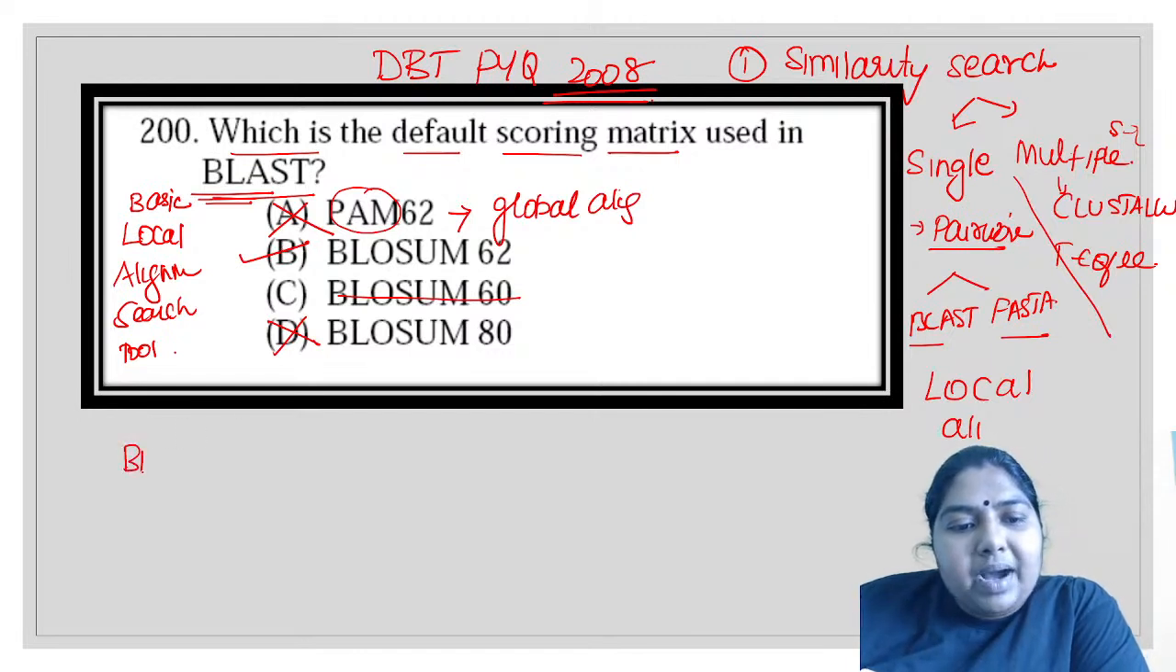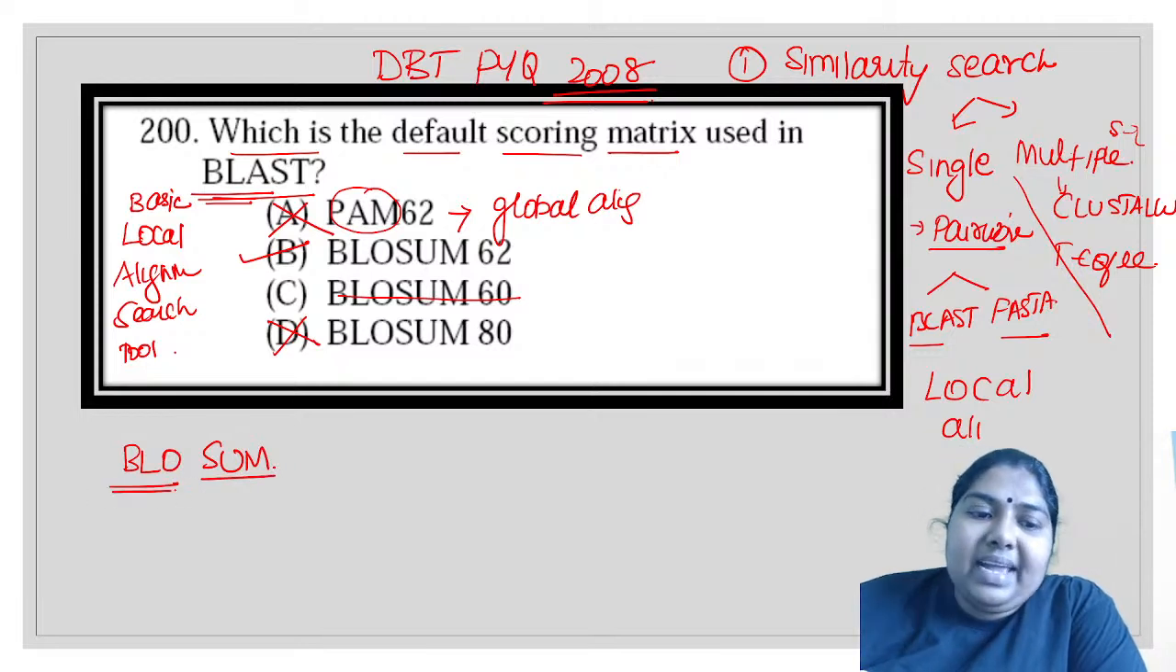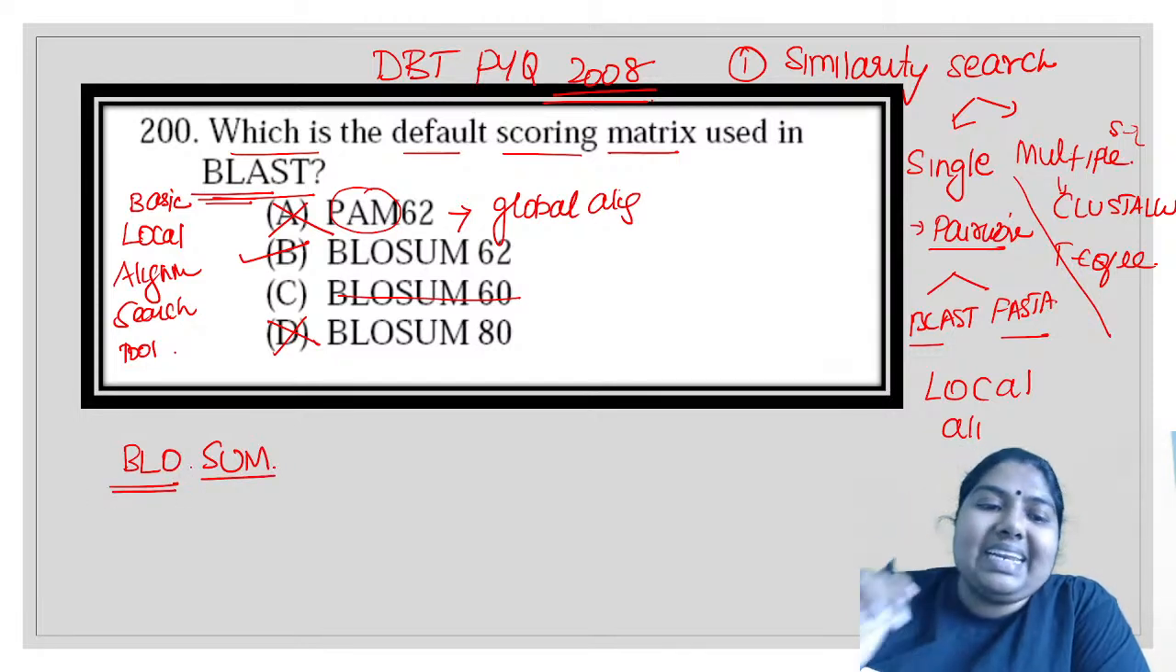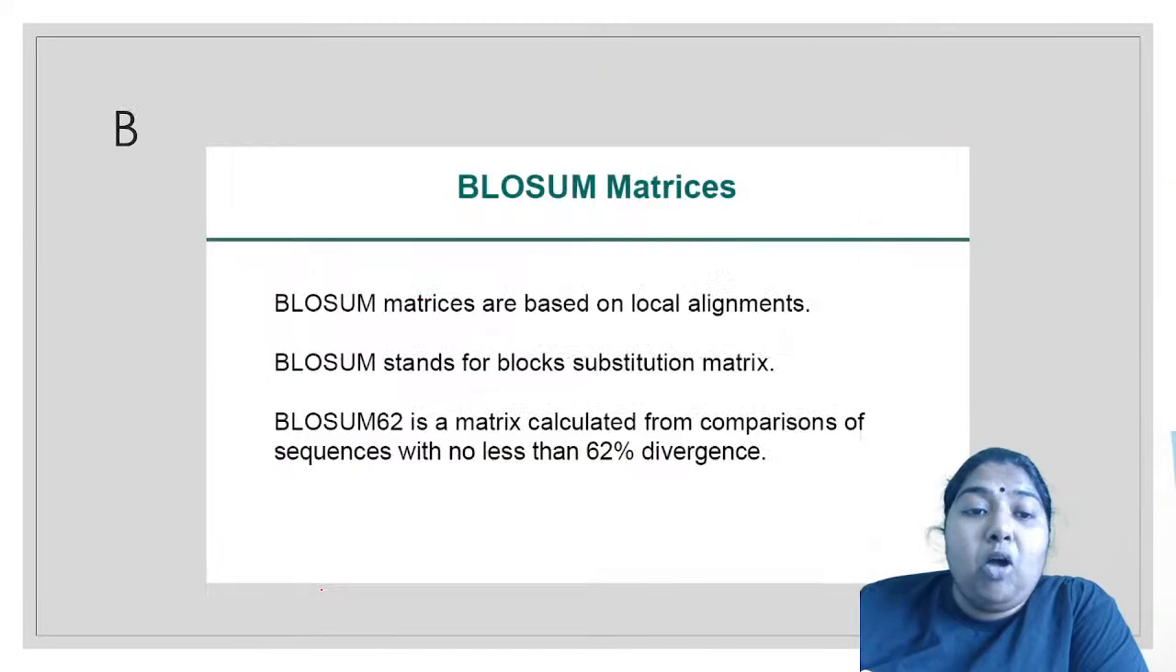What do you mean by BLOSUM? It is going to be similarity. In blocks and blocks, it is going to be similarity. So that is what is called BLOSUM.